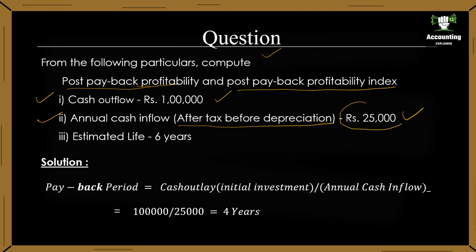So here they have even cash flow. Every year they have 25,000. Estimated life is 6 years. 25,000 for 6 years, even cash flow they have got.